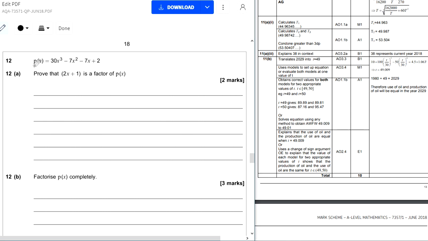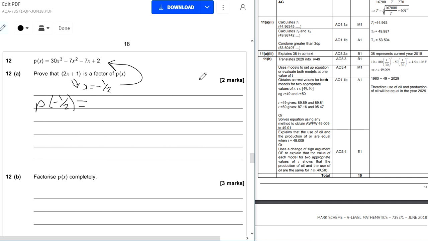Question 12. With the polynomial, prove that that's a factor. Factor theorem, because that's what this is. So if that's a factor, then x equals minus a half is a root, and so plugging that in should give you 0. So p of minus a half equals, and I'm just going to plug that in just to check.